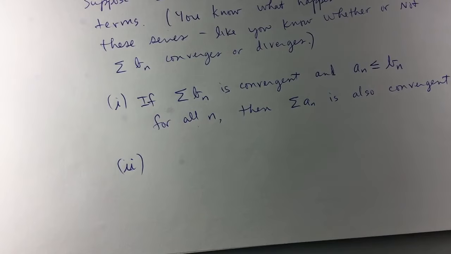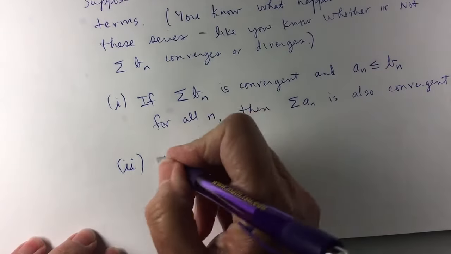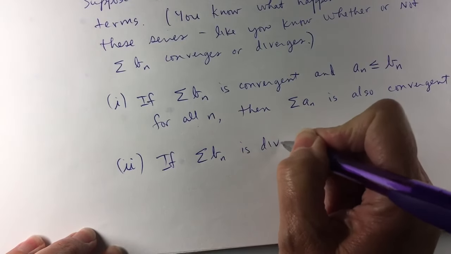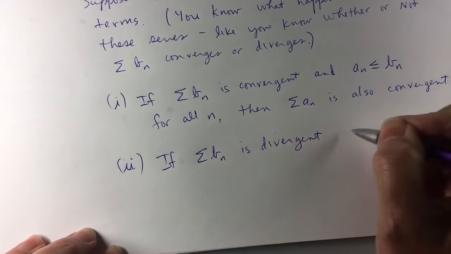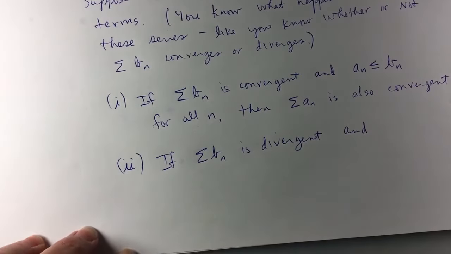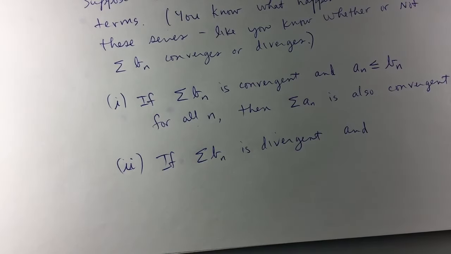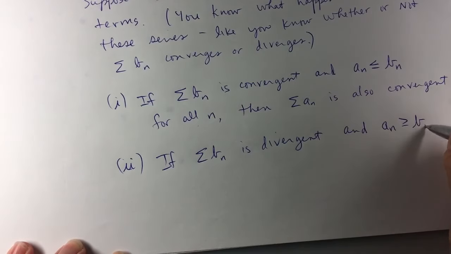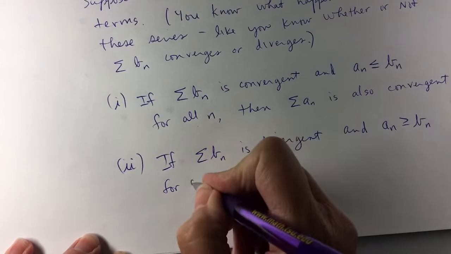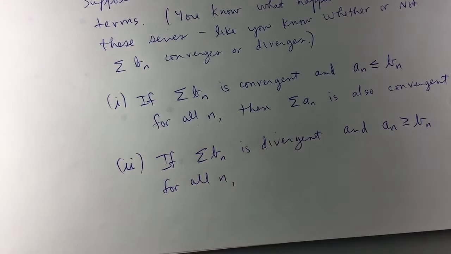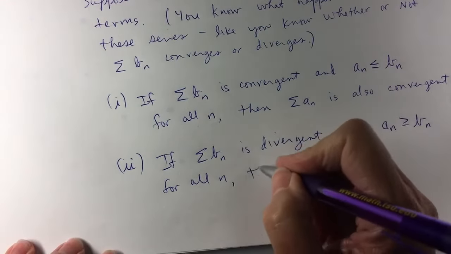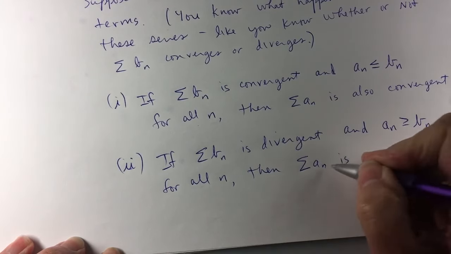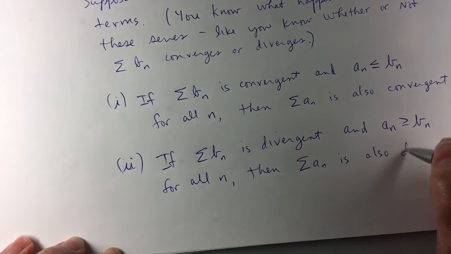Now, the second part is this. If series B sub n is divergent and term for term, again they said for all n, but A sub n is greater than or equal to B sub n for all n, then series A sub n is also divergent.